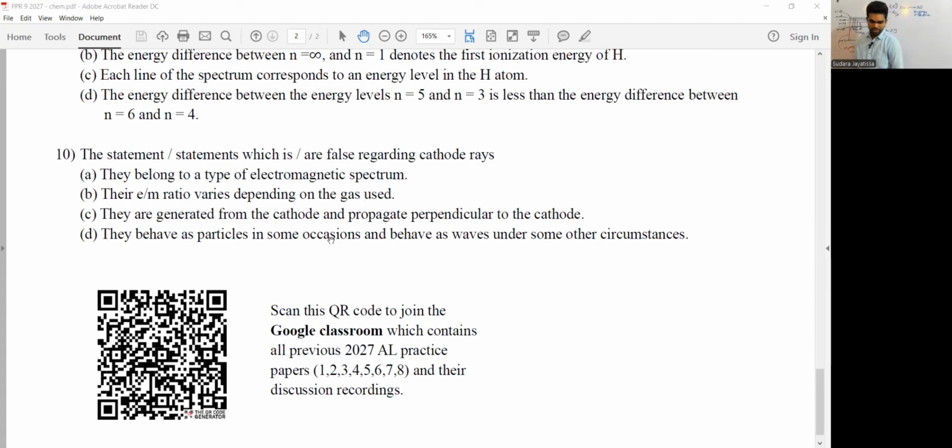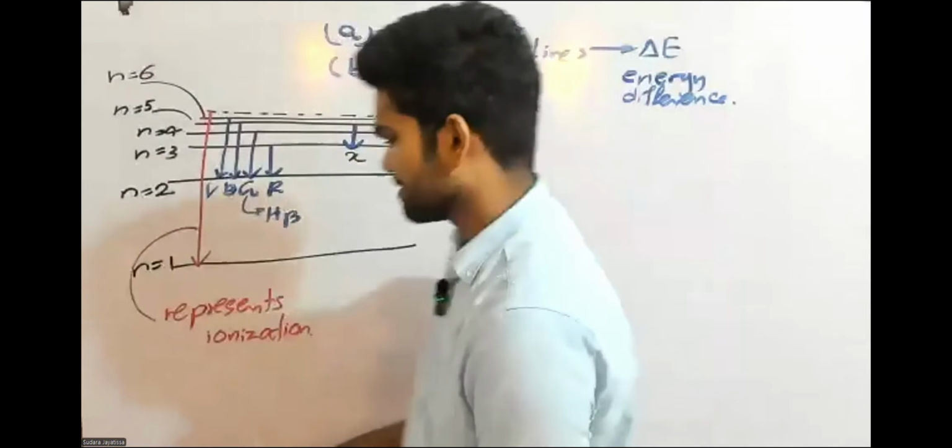Okay, so the last question: the statement or statements that are false again. Cathode rays are not a type of electromagnetic radiation, so that is wrong. Cathode rays are particles, no? In the spectrum we have radio, micro, gamma, visible, UV. Those are the electromagnetic spectrum radiations, not cathode rays. So it's wrong. And the next one, their e over m ratio varies depending on the gas used. That is also wrong. The e over m ratio is constant for cathode rays.